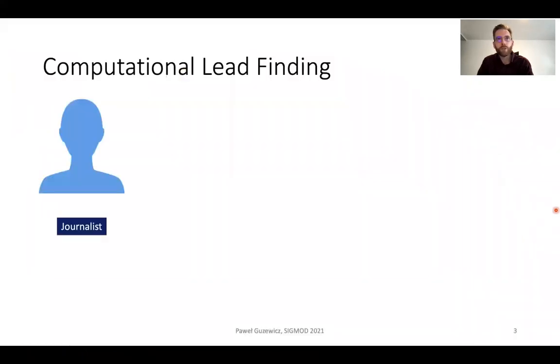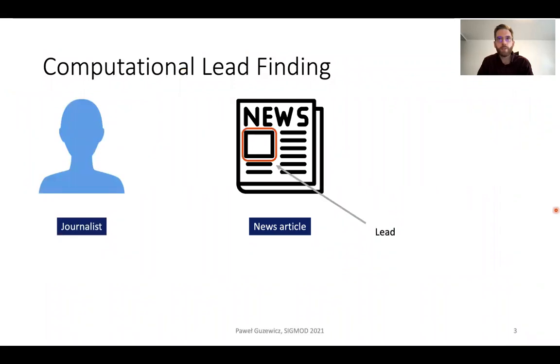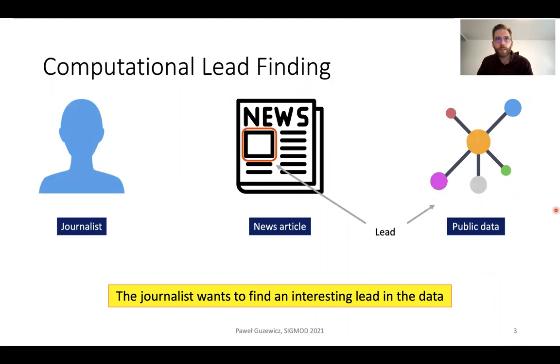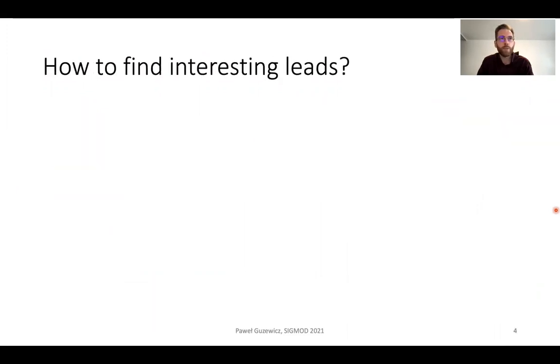Consider a journalist who wants to write a news article and looks for an interesting lead. They may explore public data, frequently available in the form of a graph. The data may contain interesting insights that can become leads. Our goal is to help the journalist find such interesting insights in the graph. This task is called computational lead finding. So how do we do it?